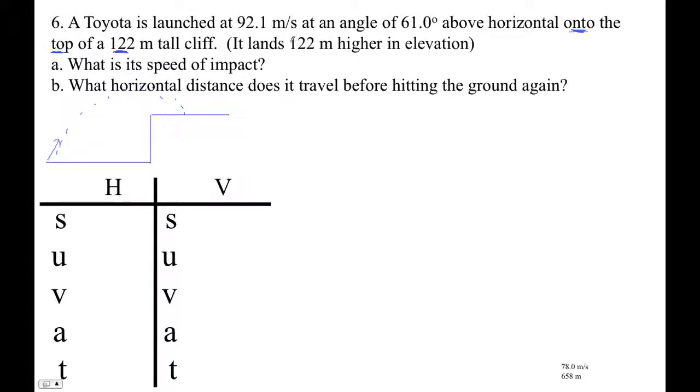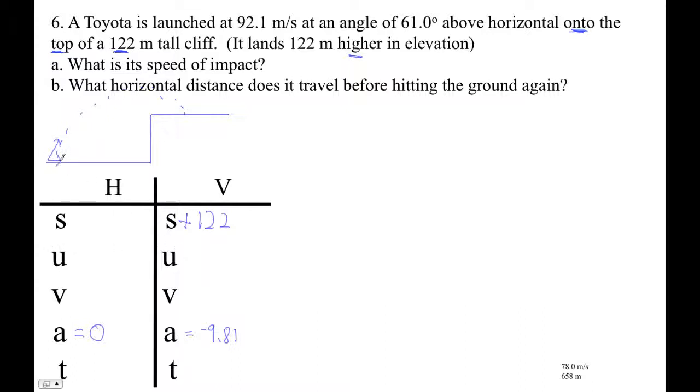What that means is that it ends up higher, so for our vertical displacement we're going to say plus 122, and that'll make a difference. That'll make our final velocity a smaller number than our initial velocity. The things we know that are still true are still true.